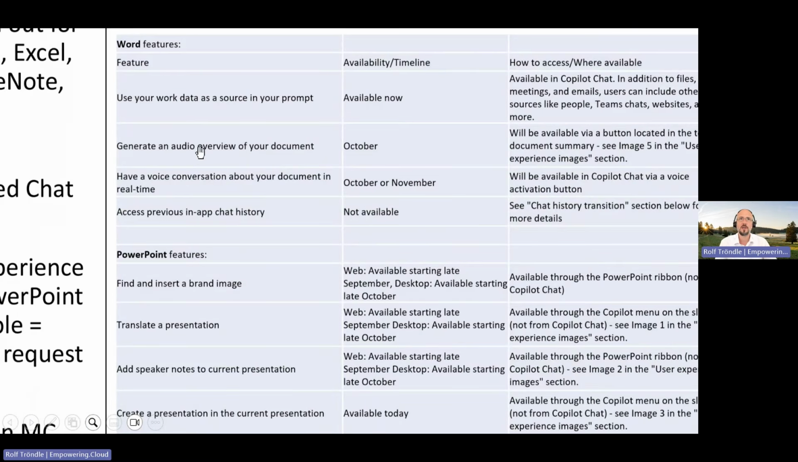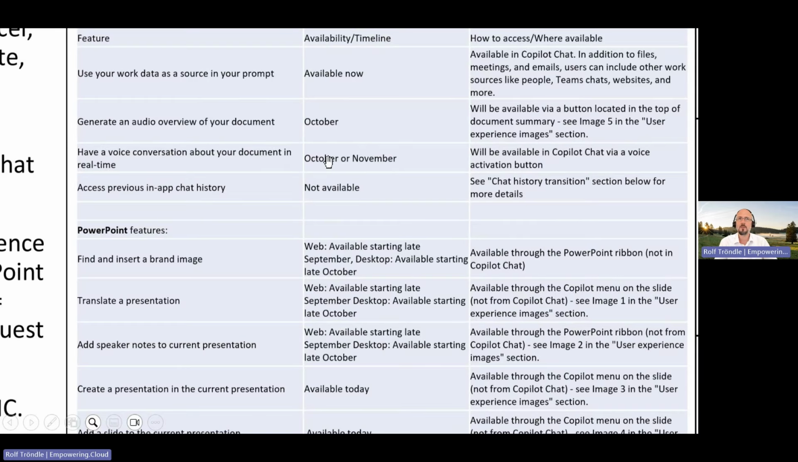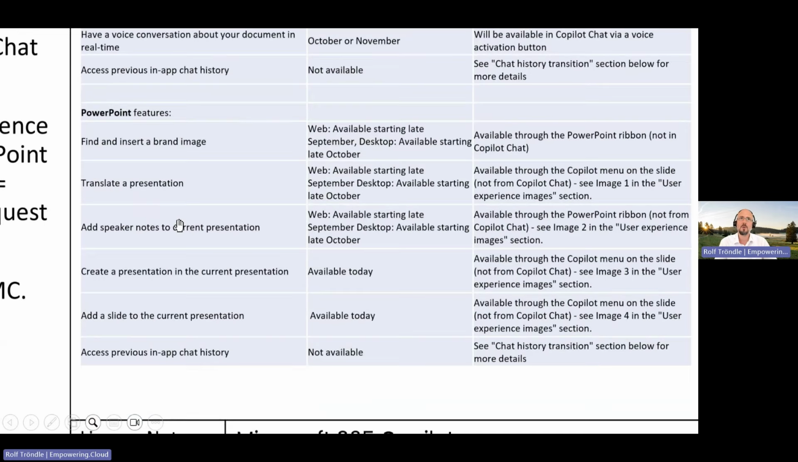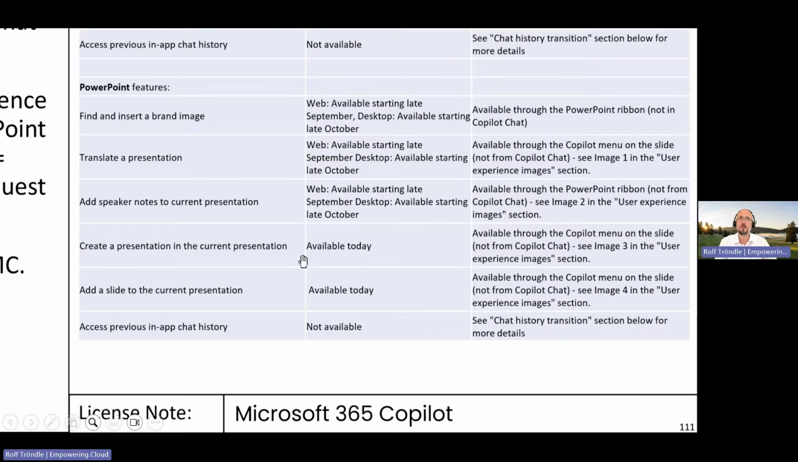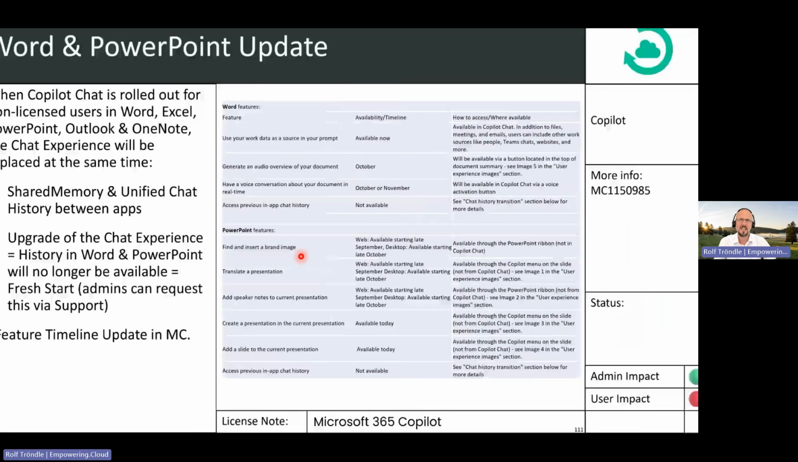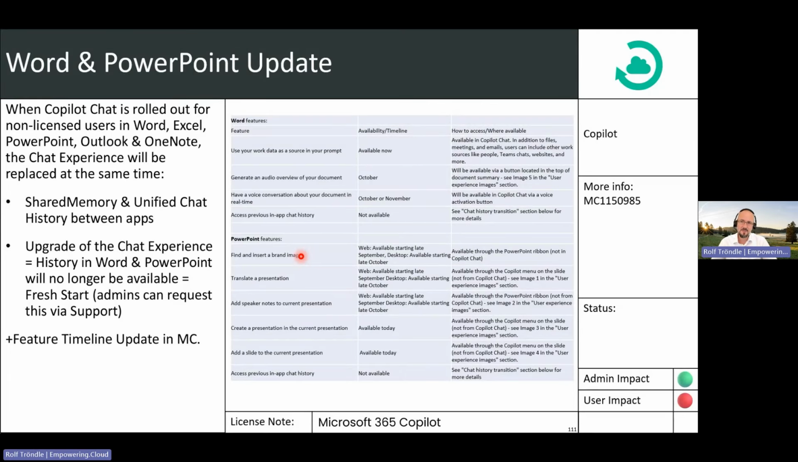And then there is a feature timeline update in this same message center post regarding particular features in Word, like generate an audio overview of your document, which is coming in October, and have a voice conversation about your document in real time in October and November. And for PowerPoint, translate presentation is already available, add speaker notes to current presentation, or create a presentation in the current presentation, which is also available. So that's just some updates. They are using a message center post about announcing one change, and at the same time they are re-announcing timelines for all or some other changes.